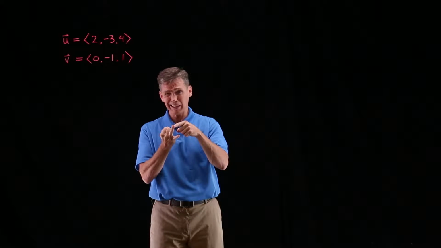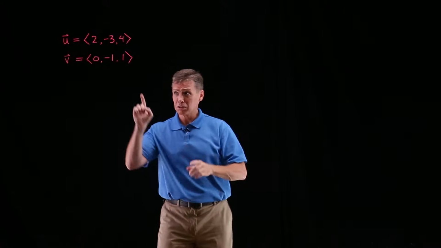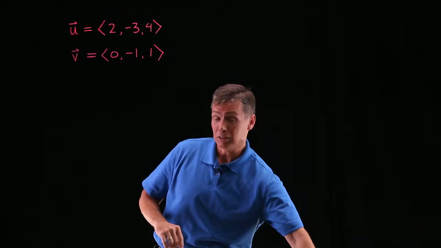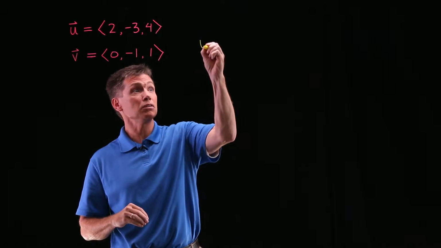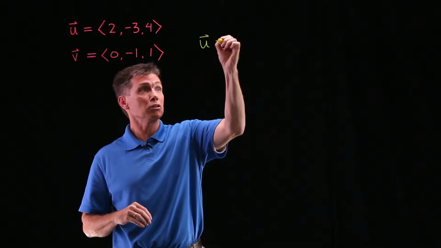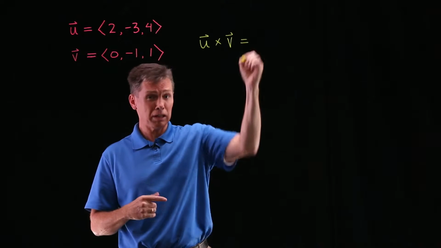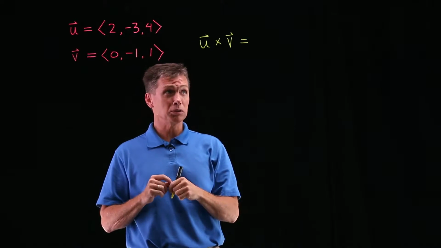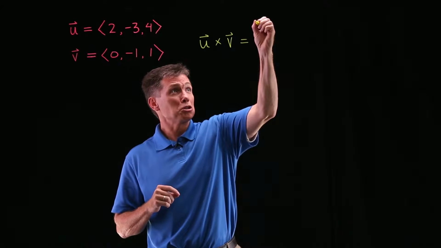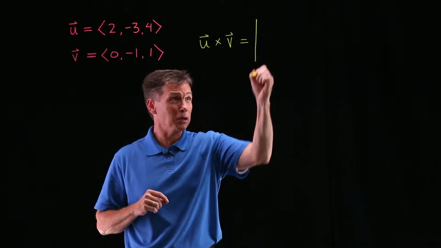I'm going to start with that second thought. If I'm looking for a vector that's orthogonal to both of these guys, a good place to start is the cross product. The cross product of two vectors, you know by now, is a vector that's orthogonal to both of them. So let's get that.